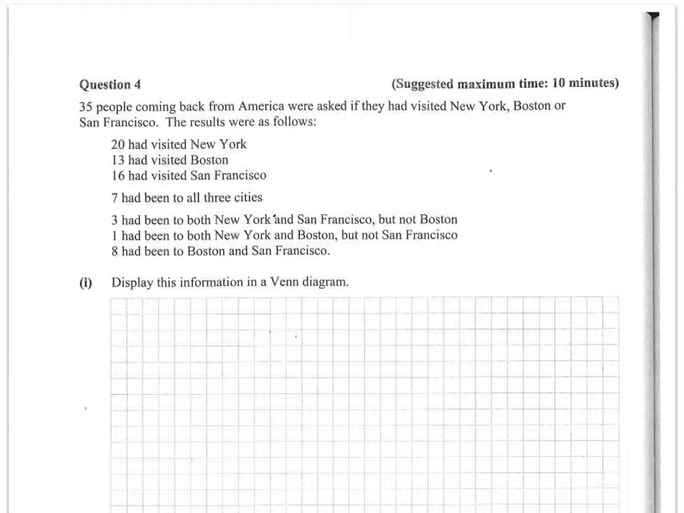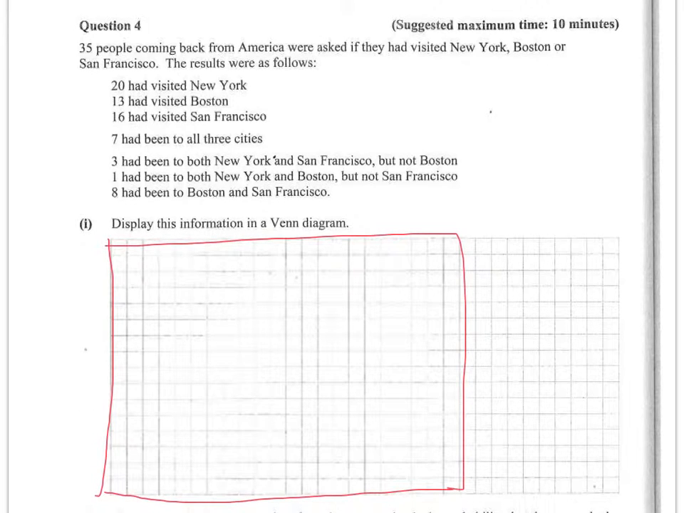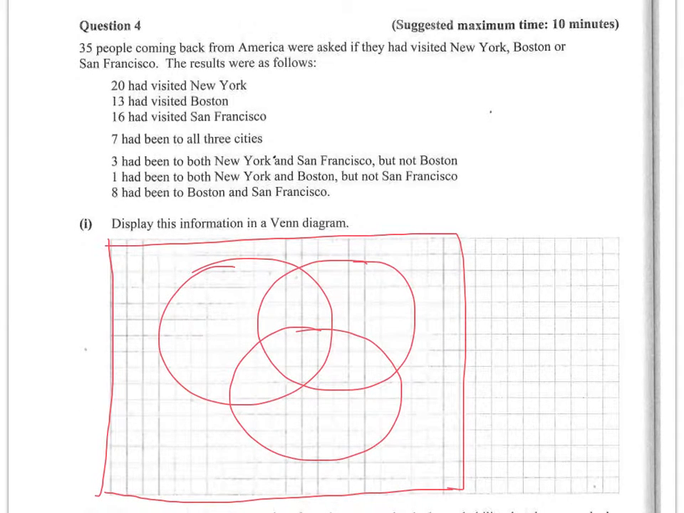Question 4 from the third year midterm paper. It's a sets question involving 3 sets. You're asked to draw a Venn diagram and you'll be asked for some information regarding it. And as we go through the information, 35 people coming back from America.